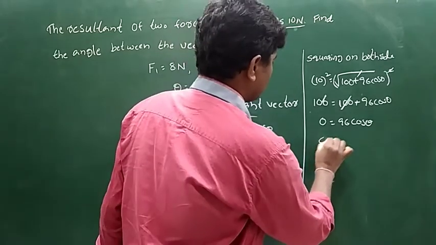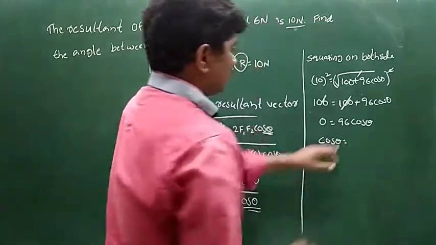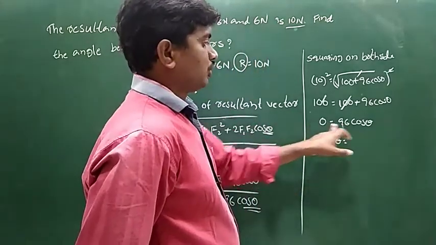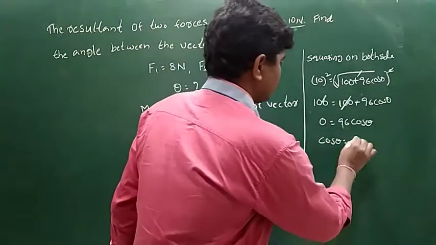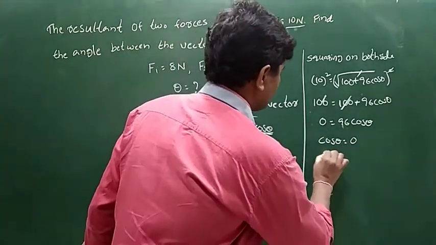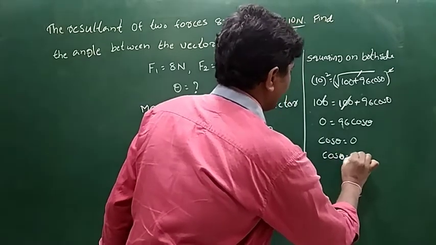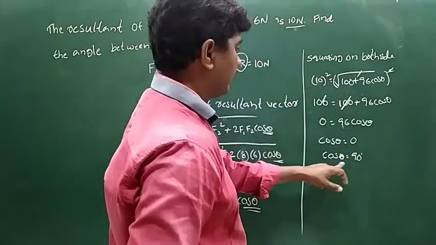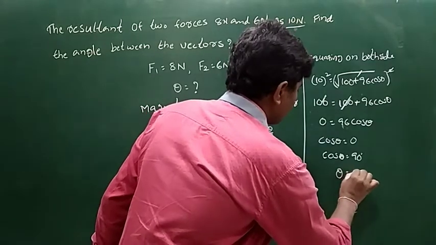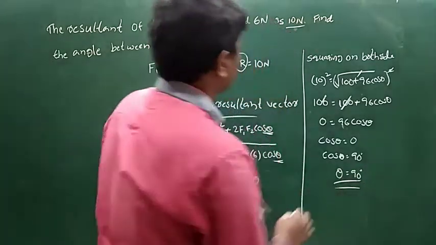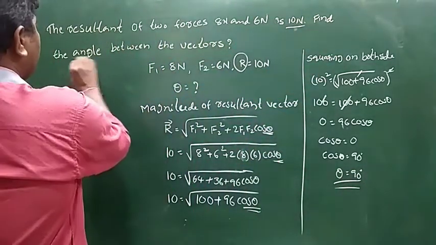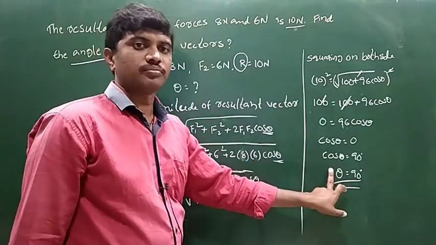Cos theta is equal to, transforming to the LHS side, 0 by 96 is equal to 0. Therefore, cos theta is equal to 0, which means 90 degrees. So the angle theta is equal to 90 degrees. So the angle is 90 degrees.